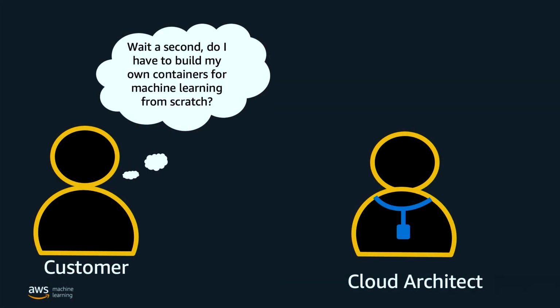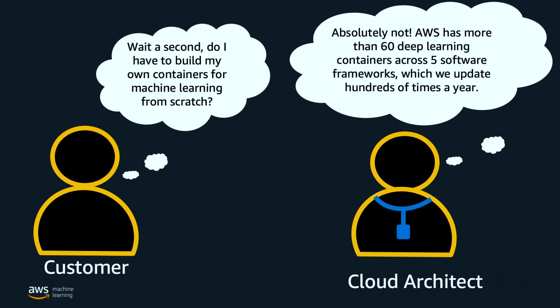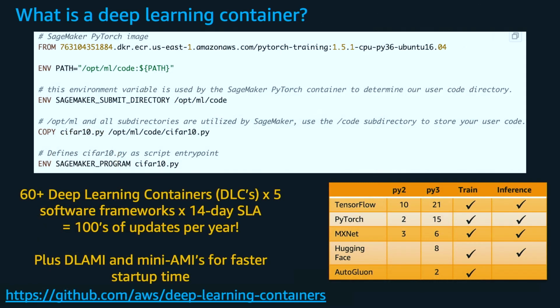And now you're gonna ask me, hey, this looks great, but are you saying I have to build this container from scratch every single time I'm trying to do this for machine learning? Unfortunately, the answer is no. Under no circumstances should you need to do that. So at AWS, we have more than 60 deep learning containers across 5 software frameworks. We update those things hundreds of times a year. So let's check it out.